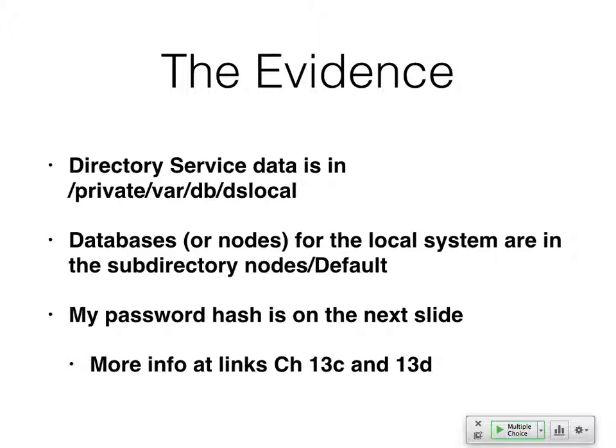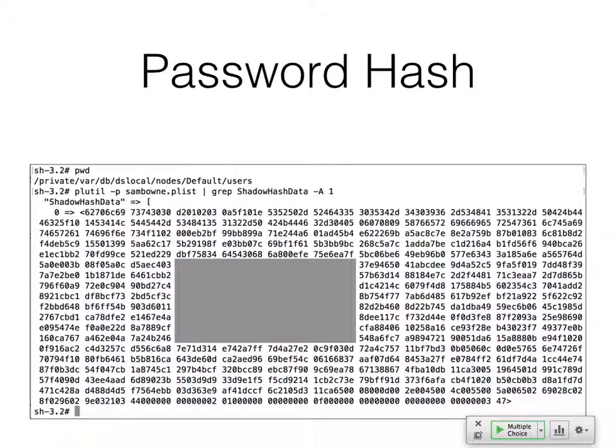I had no idea how extreme the password hashing was. You're going to see. So /private/var/db/dslocal is where the directory service data is, and in the subfolder nodes/default is where the password hashes are, and I've seen these before, but I didn't get the subtleties as much as I did this time. To see the password hash, you have to go to that path, /private/var/db/dslocal/nodes/Default/users, and then you have to use plutil to extract the data from this binary file.